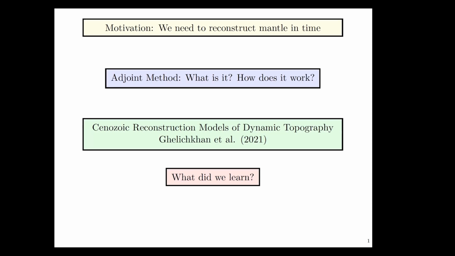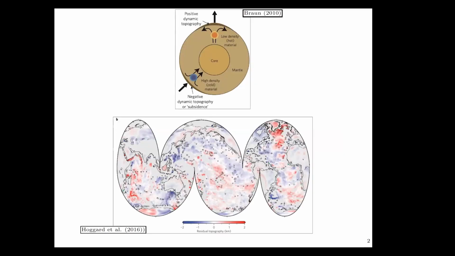Then I'm going to take you through the recent publication of reconstruction models of dynamic topography. I'm going to show some examples and take you to three regions: Australia, Africa, and North America, talk about some of the observations and some of the reconstructions. And in the end, I'm going to talk about what we've learned basically from these models.